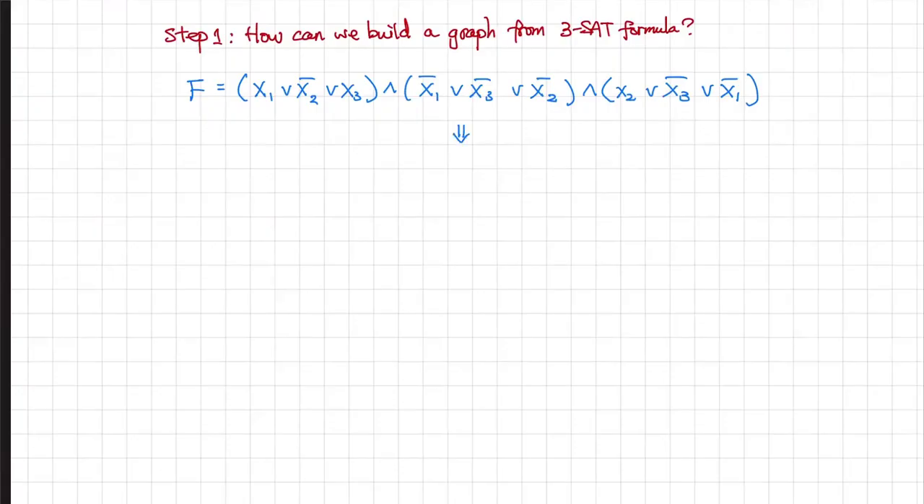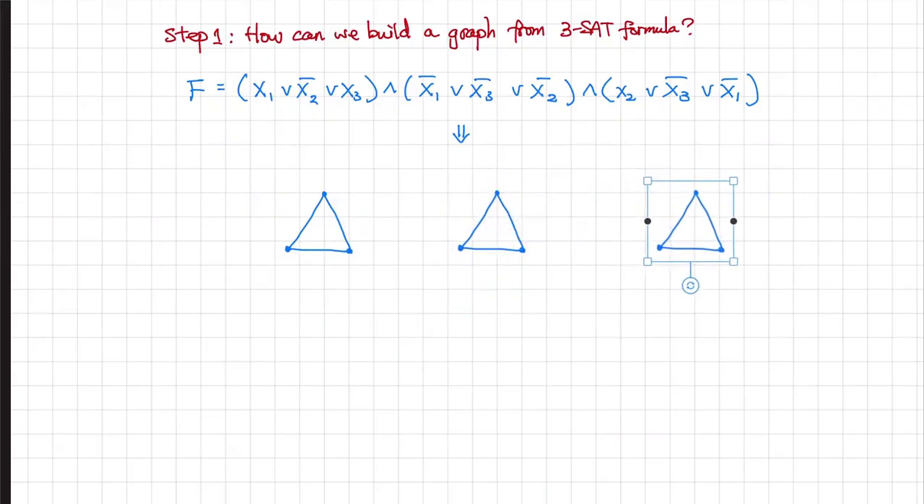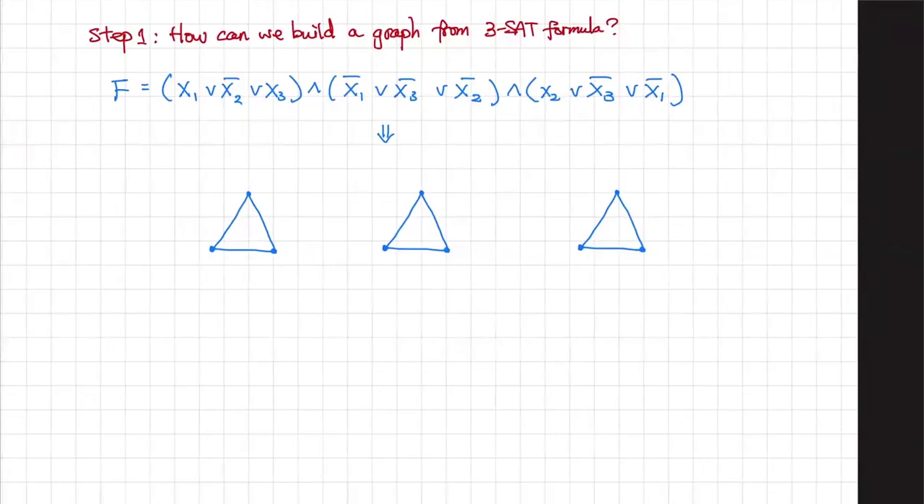So for each class that you see in the formula, you're gonna draw a triangle. This is 1. I have 3 classes, so I need to have 3. So I have 1, 2, and 3. Okay, so I have 3 triangles here.